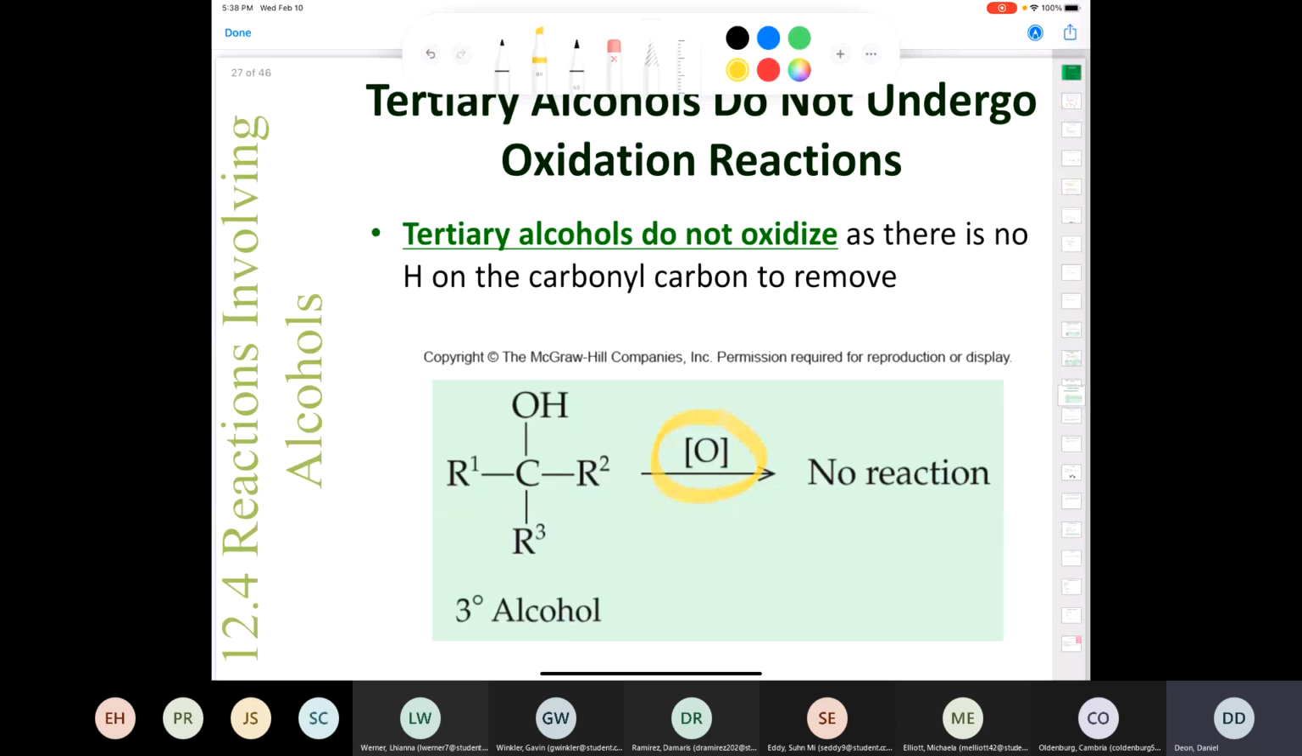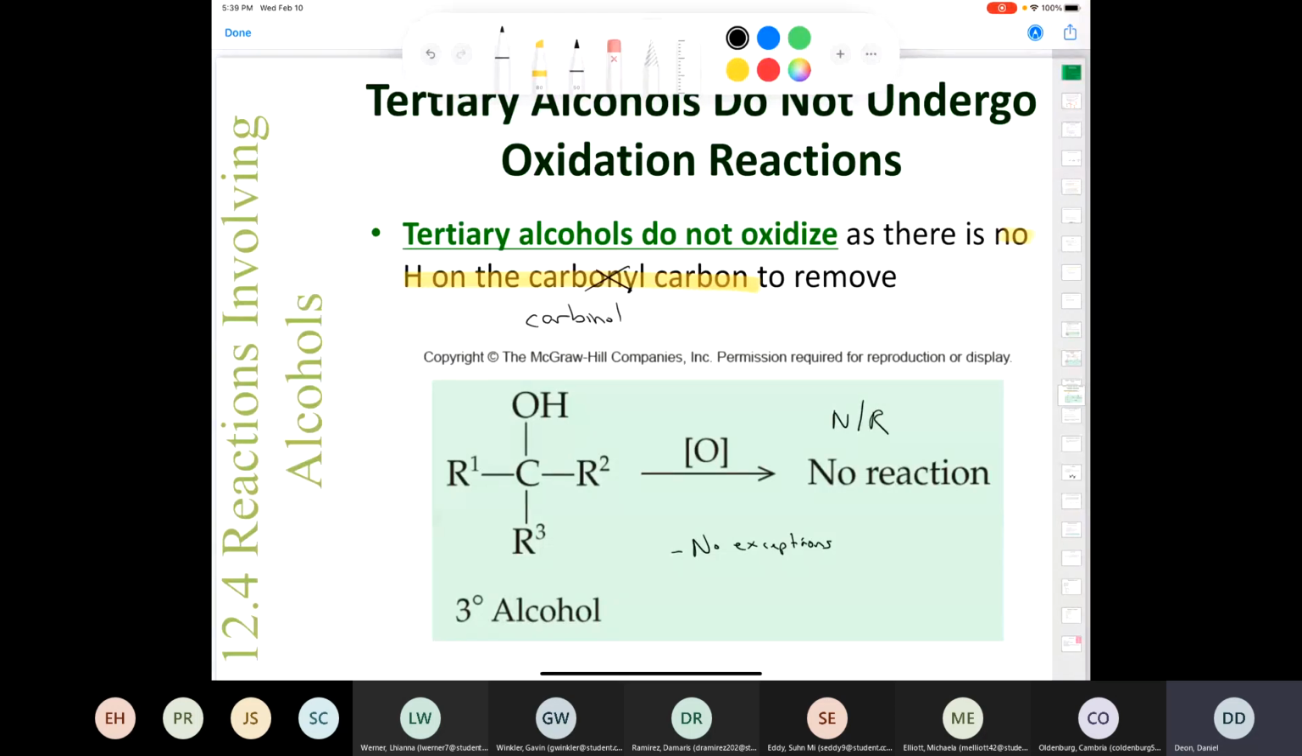Nothing happened. The reason why, and I can write it here for you, no exceptions to this. Okay? So if I ask this on your next exam, you just say nothing happens. If you take a tertiary alcohol and you try to oxidize it, you get nothing. And the reason why there's no reaction is because there is no hydrogen on the carbonyl carbon to remove. Okay, and that shouldn't say the carbonyl carbon. That's a typo.